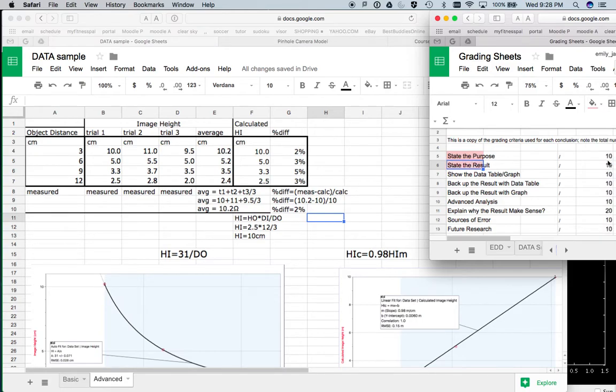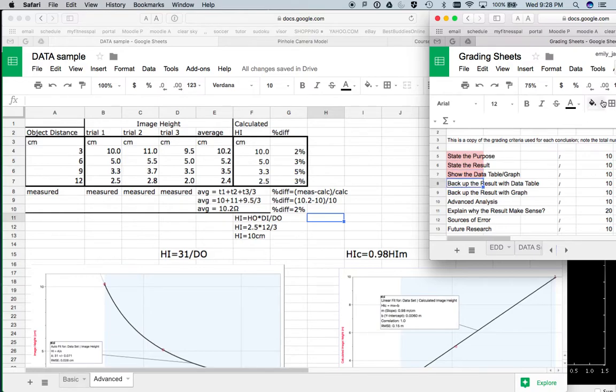Okay, if we look at the data, we can see that as the object distance increased, the image height decreased. And in fact, we could develop a formula to predict the image height, which is image height equals object height times image distance divided by object distance, or hi equals ho di over do. On the screen, you will see the data tables and graphs.